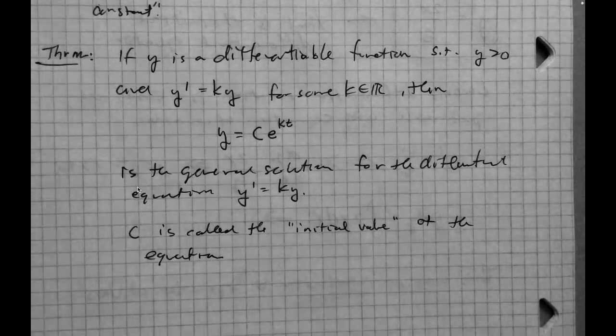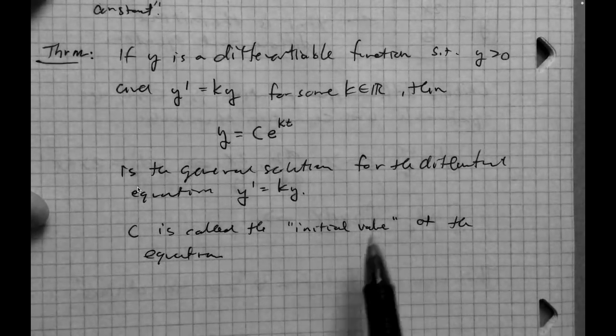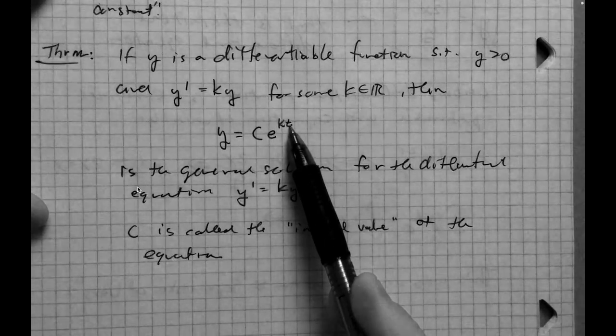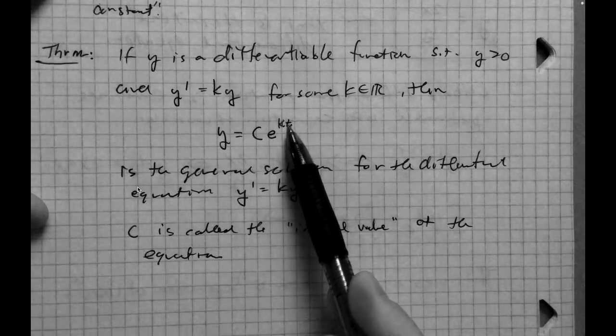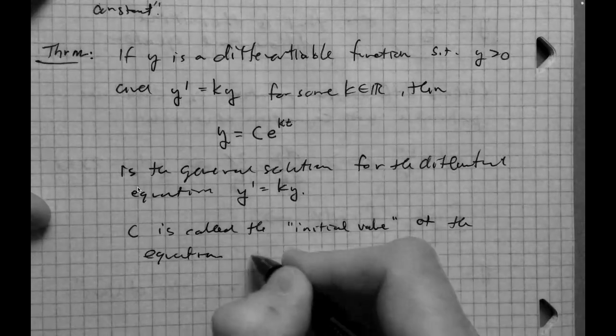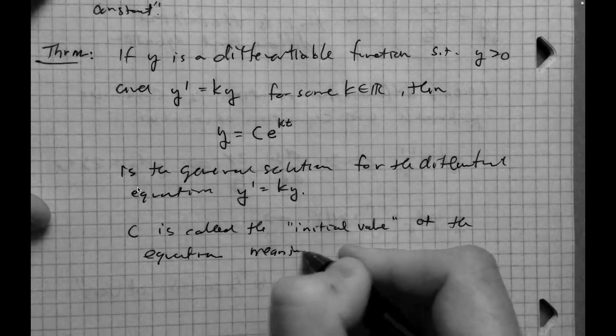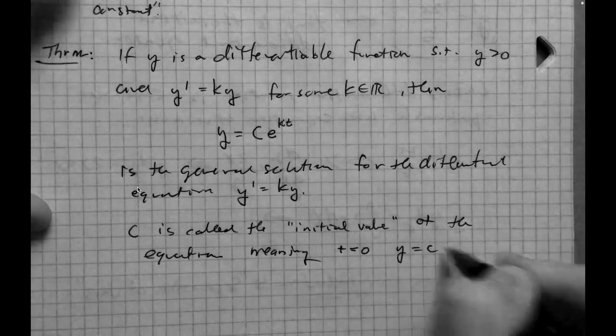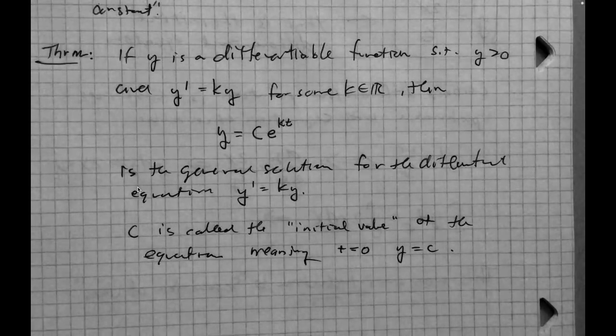Now, what does that mean? Well, initial meaning starting, right? So if you can see here that if t is equal to 0, then e to the k times 0 is just 1, and so y is equal to c, right? So at time 0, meaning when t is equal to 0, y is equal to c. So that's kind of what we mean by initial value.